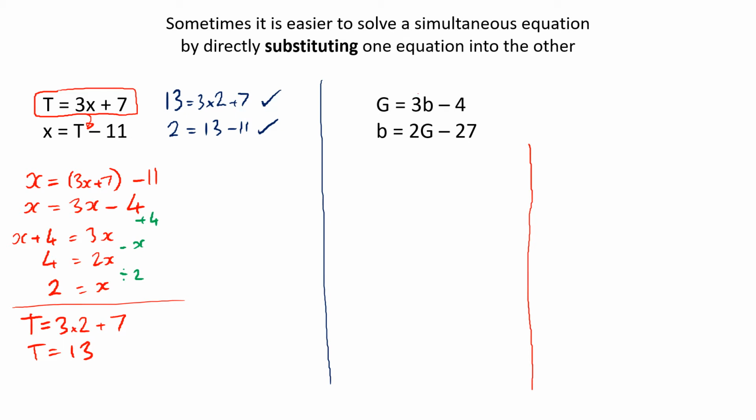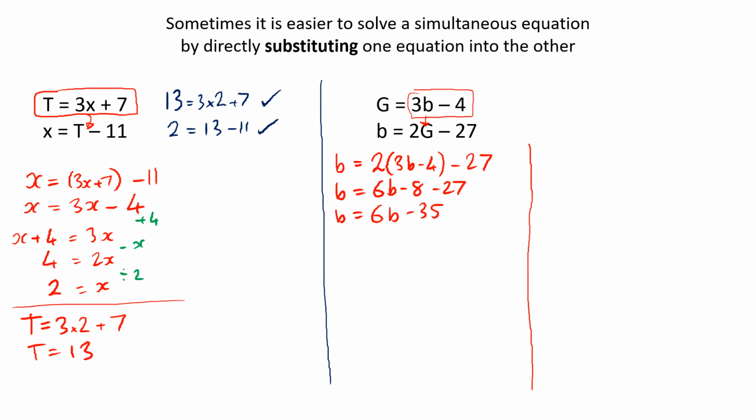So in the first one, we're going to substitute this in place of g. So that would tell us that b is equal to 2 lots of, now it's not just g, but it's 2 lots of 3b minus 4 minus 27. And then from there, you obviously have to expand. So we get 6b minus 8 minus 27. Simplify a little bit, so 6b minus 35.